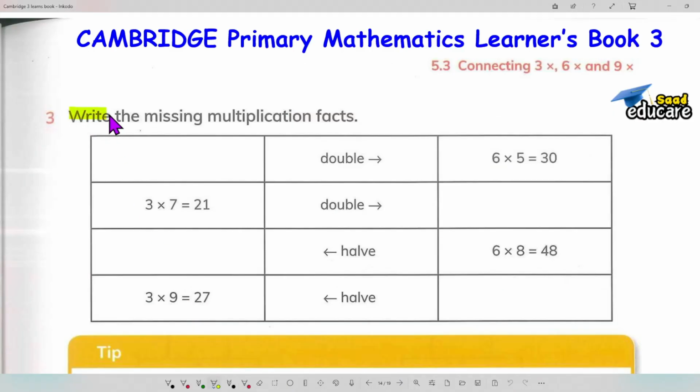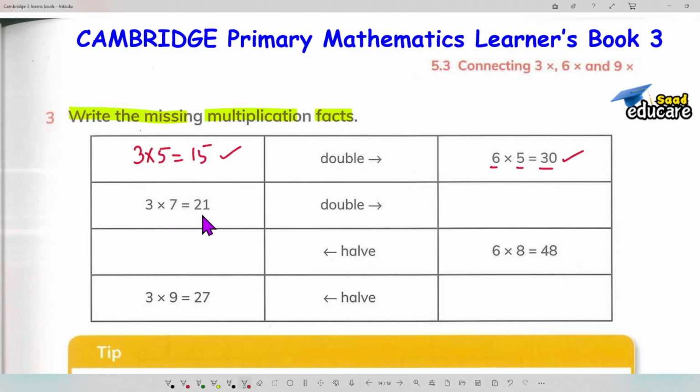Number 3, write the missing multiplication fact. So here is double and half. Here 6 times 5 equals 30. So we have to write 3 times 5 equals 15, whose double is 6 times 5, which means 30. So here is 15, here is 30.